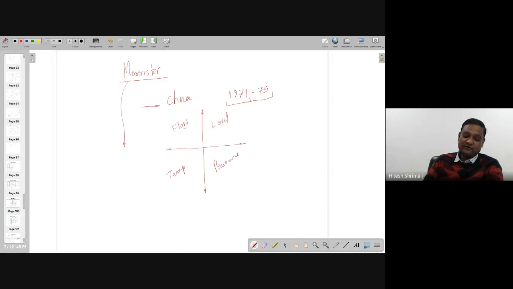If you want to convert flow to level, level to pressure, other things, you can use some sort of meters, right? So these four are the quantities. Other quantities are also there, but those are secondary and derived quantities. That is what Chua was thinking, and he thought that electrically we have four fundamental quantities: current, voltage, charge, and flux.